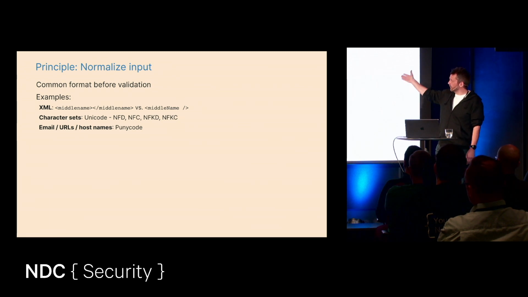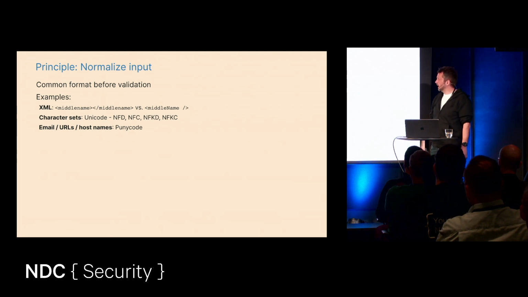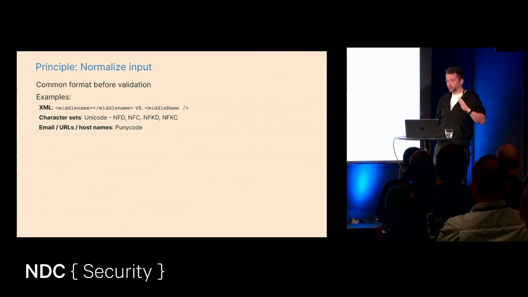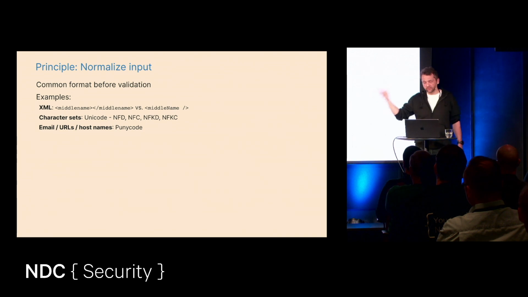Same thing for XML. An empty tag could be an opening and a closing tag just next to each other, or it could be a self-closing tag. But we have to decide if we want to do validation. And then emails and URLs and host names. You can have international letters in host names, for instance, but you have to decide: do you want to look at this as Punycode, or do you actually want to allow those characters in there? And you have to decide on this before you start doing the syntax validation and stuff like that. So we have to normalize the input.